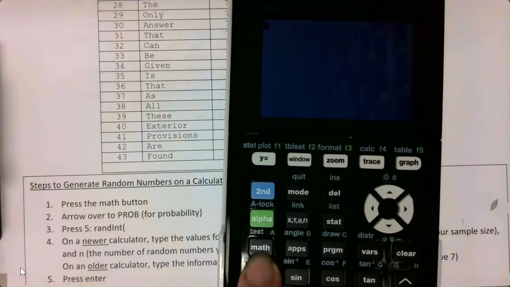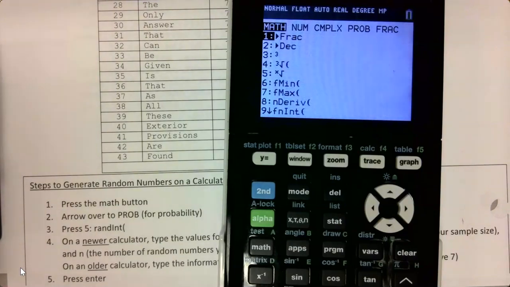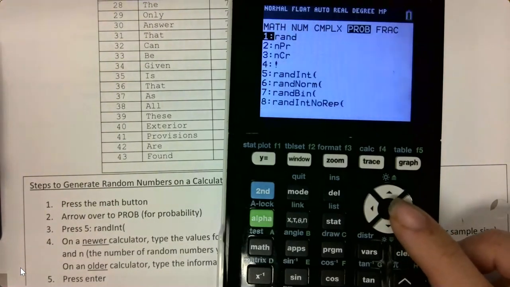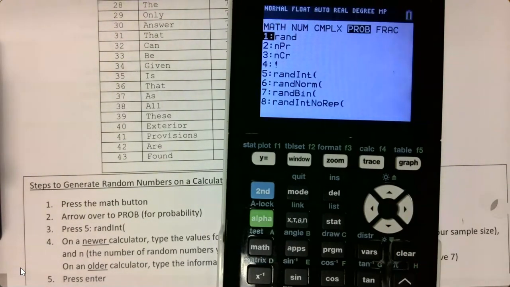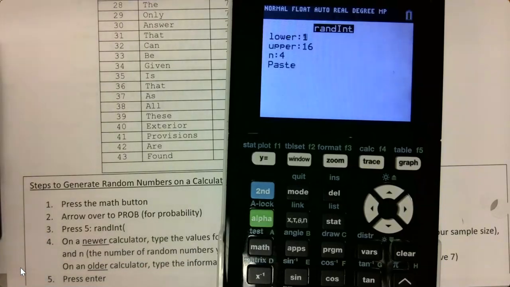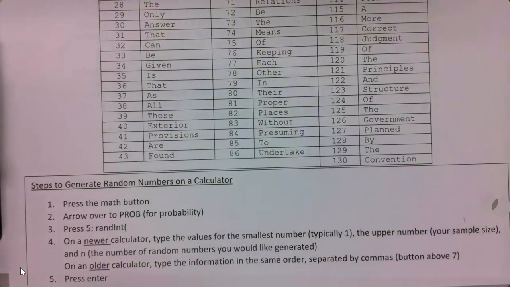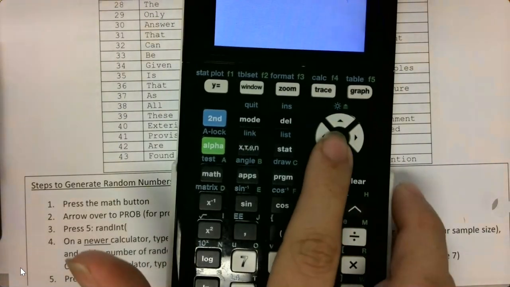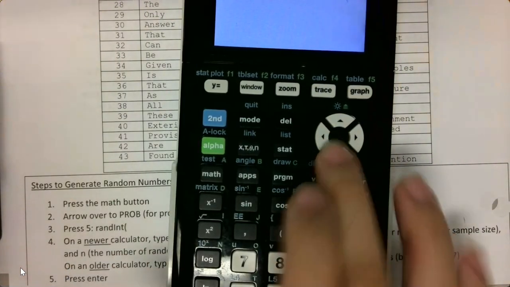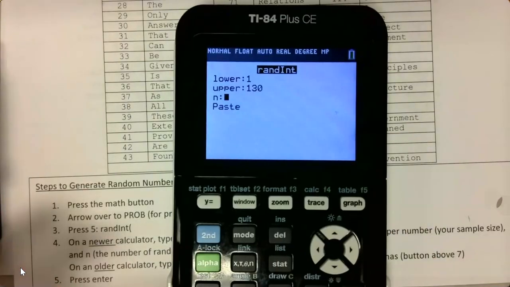Oh, yeah. So then you press the math button and you arrow over to PROB for probability. And we're wanting random integers, so my fifth choice. Then I am going to make 1 for my lower number because that's the smallest number I'm choosing from. And then if I look at this chart, there's 130 words. So my upper is going to be 130. And then N is how many words I want to pick.